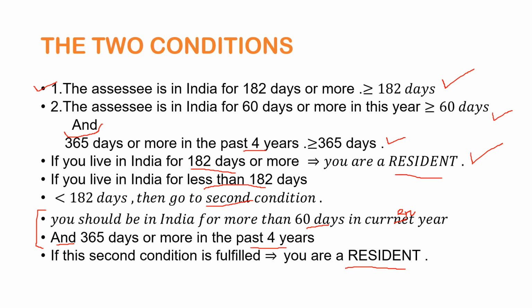First, pick up the first condition of 182 days. If you are satisfying this condition, you become a resident. Then no need to go to the second condition. If the first condition is not fulfilled, then come to the second condition. If this second condition is fulfilled, then you become resident. Okay.